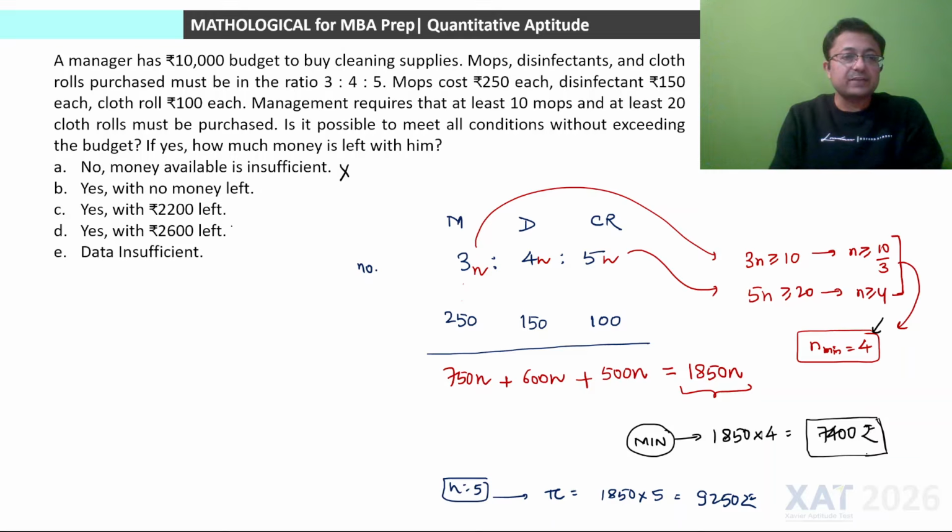So definitely option A is not the answer, but option D आंसर होता अगर लिखा होता कि मिनिमम वैल्यू लेना है. बट सिंस मिनिमम वैल्यू इज नॉट मेंशनड, तो 7400 और 9250, these two values are possible, and hence answer will be data insufficient. If yes, how much money is left with him? For that, data is insufficient. We know for sure कि yes, that is possible, but we do not know कि how much money will be left with him. तो hence data is insufficient for this case.